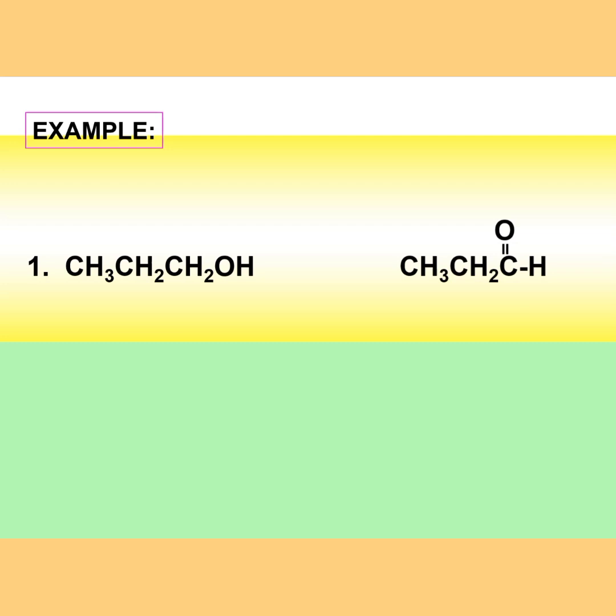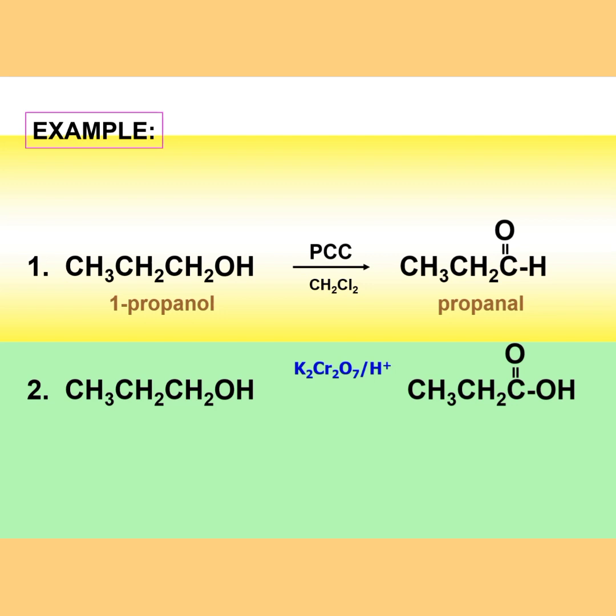When the primary alcohol reacts with PCC in dichloromethane, the product will stop at aldehyde. But when we use a strong oxidizing agent such as acidified potassium dichromate, the final product is carboxylic acid.